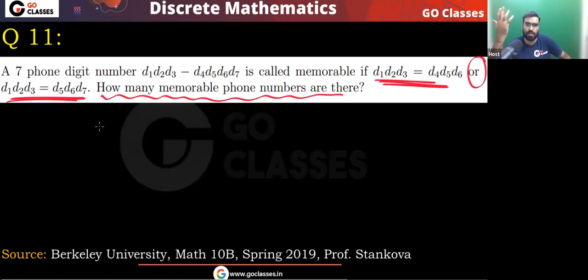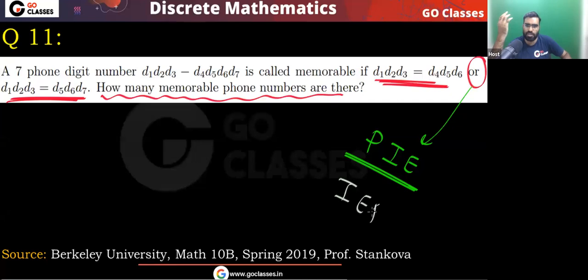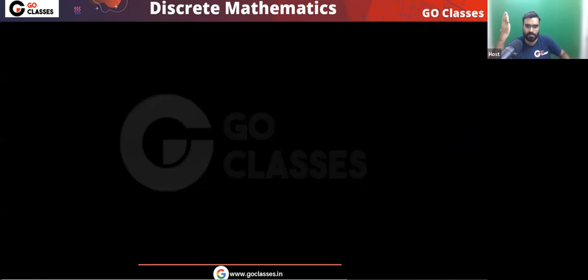That is the inclusion exclusion principle, right? It will come to your mind. The principle of inclusion exclusion, or you can call it the inclusion exclusion principle. Very simple. So the point is this will come to your mind. So let's solve it. There are two cases: either this happens or this happens.